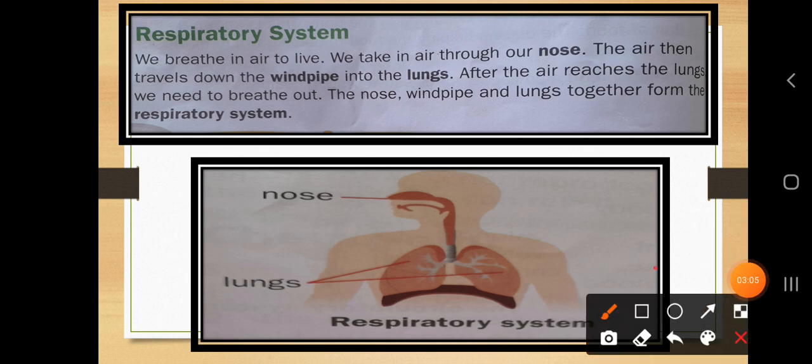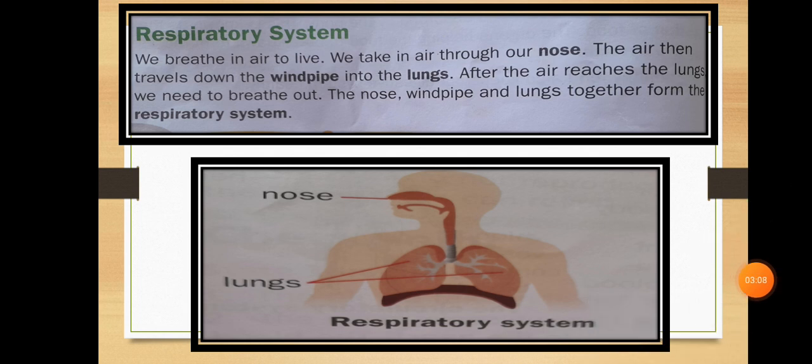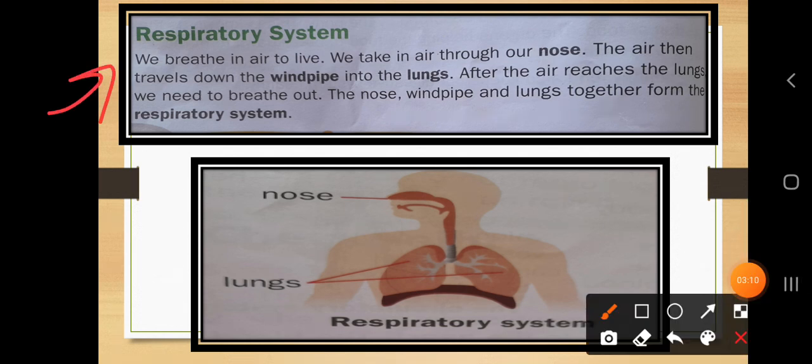Dear students, first, what is the digestive system? We have learned all this about the digestive system. The next thing we are going to discuss is the respiratory system. How can we breathe? In the first lesson on living things and non-living things, we learned that we breathe in air through our nose to live.